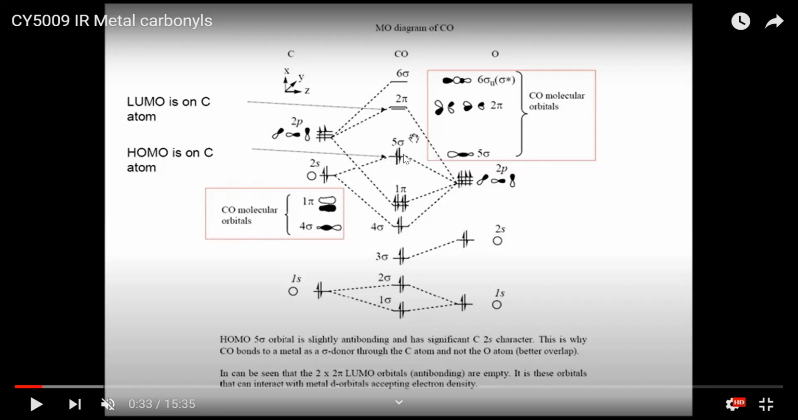Therefore, in a metal carbonyl, this HOMO on carbon is going to form a bond with the metal. And once the electron density builds on the metal, it is going to back donate electrons to this 2 pi, which is an anti-bonding orbital with respect to carbon monoxide. When the electron density builds on any anti-bonding orbital, the bond order will decrease, and therefore the carbon-oxygen bond strength will decrease.